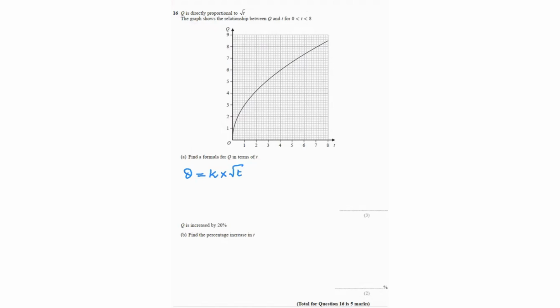Now you have to pick a set of values from the graph. I prefer whole numbers, so I'm going to take this point. So Q is 6 and t is 4.